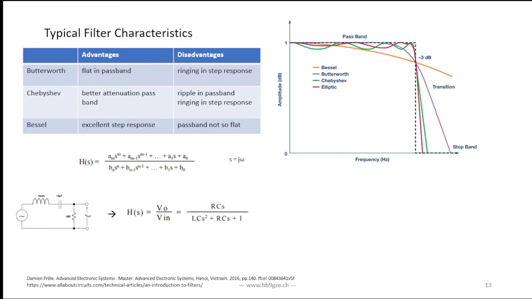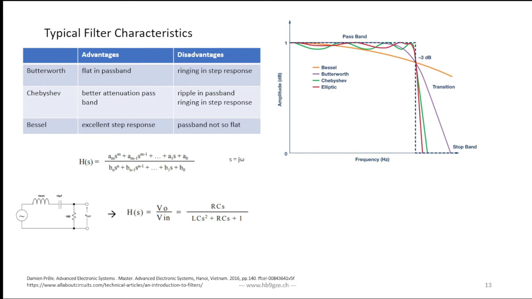Butterworth, the advantage is it has a perfect flat passband, but it has some phase shift in the filter, and so therefore if you have a step response like a square wave input and output, you get some ringing response on the output. So Chebyshev, however, has a better attenuation, but it has a ripple in the passband. You see that here, that's the green line, so it ripples in the passband. It also rings on the step response.